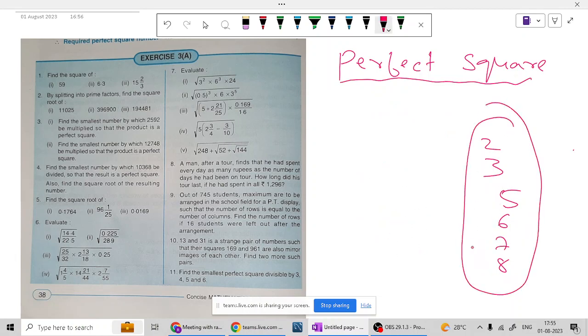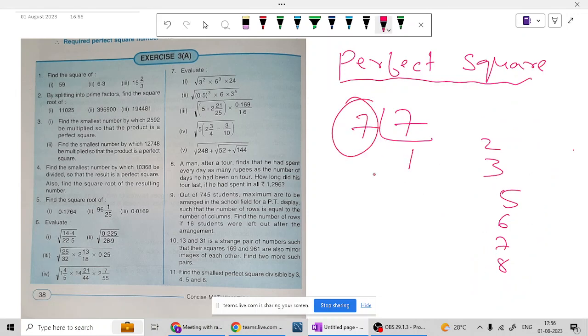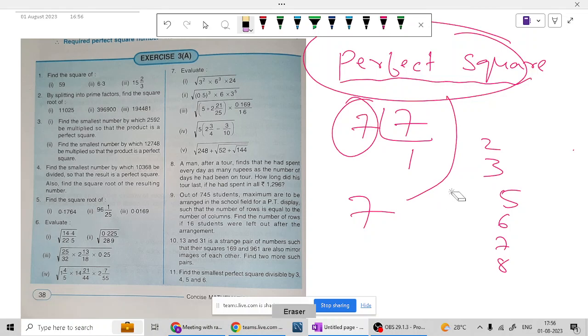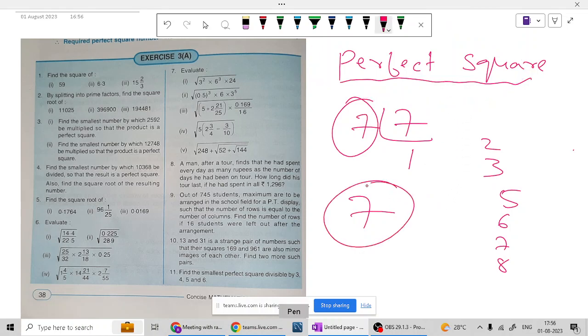Let me take one value out of these, 7. We use the prime factorization method. We start from 2. Is it divisible by 2? No. 7 ones are 7. How many 7s do we get? Only 1. So to be a perfect square, how many same numbers do you have to get? 2 same numbers. That's the concept of a perfect square. We get only 1, so 7 is not a perfect square.